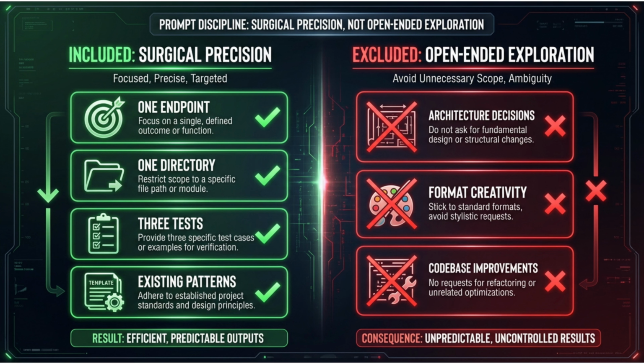Notice what this prompt does not do. It does not ask for architectural decisions. It does not invite creativity about response formats. It does not leave room for the AI to improve the codebase while it's at it. The prompt is surgical. One endpoint, one feature directory, 3 tests, existing patterns. When you give AI this level of specificity, you don't get surprises. You get exactly what you asked for, which means you can validate exactly what you expected.